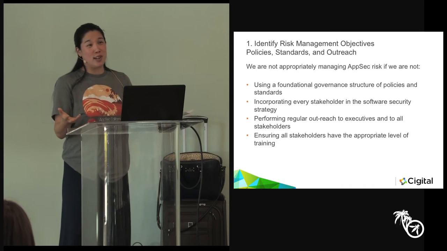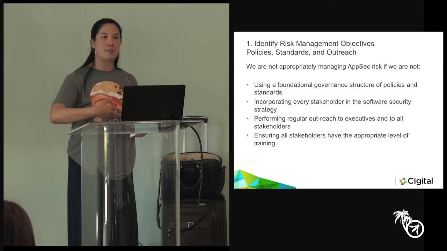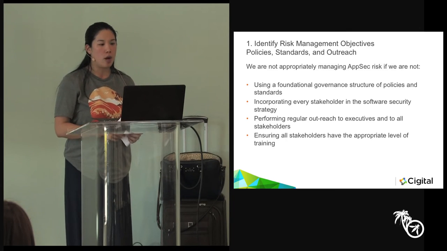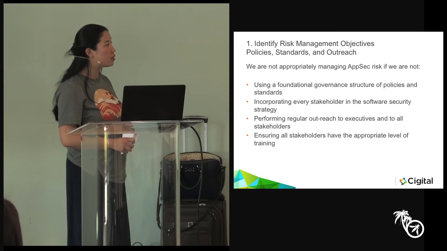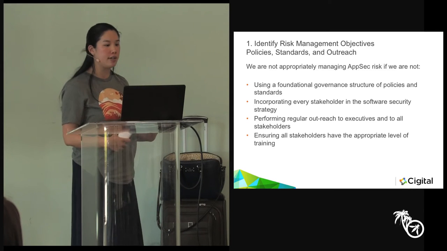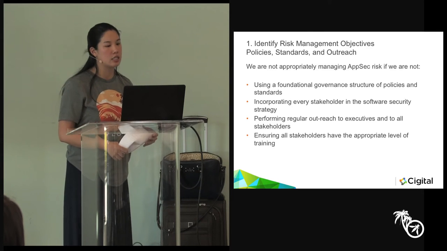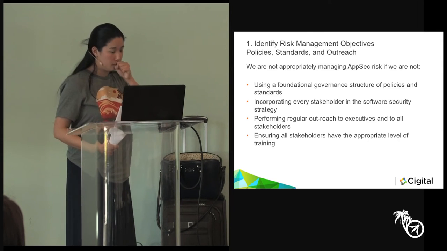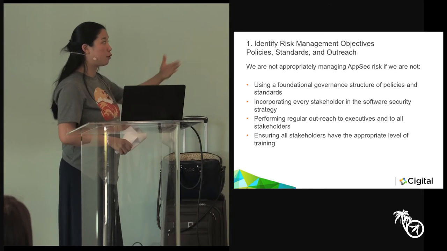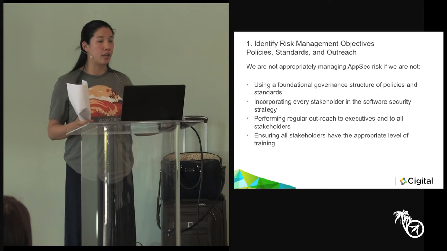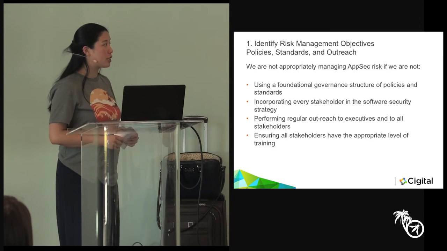We've thought about this a lot, so there's a lot of objectives we're going to talk about. This next set has to do with policy, standards, and outreach. So what's the expected behavior? How do we talk to people internally about what we're doing? We may not be appropriately managing the risk if we don't have policies and standards, if we're not incorporating every stakeholder in the software security strategy. So maybe we're not just talking about developers, maybe we're talking about QA folks, architects, project managers, business analysts, IT folks who are deploying the software environments that our application is going to sit on. Maybe we're not appropriately managing our application security risk if we're not reaching out to talk to executives about it and talking to all the rest of the stakeholders about it. Maybe less technical for executives, more technical for everyone else. And ensuring that all stakeholders have the appropriate level of training.